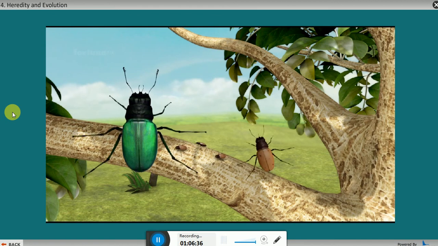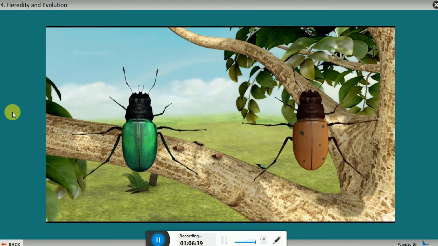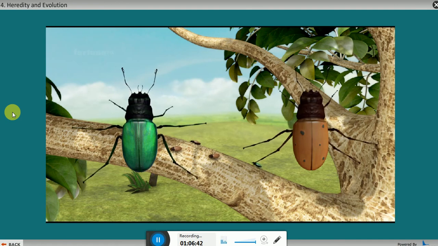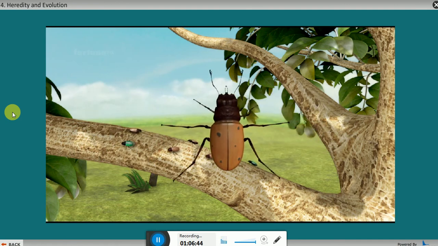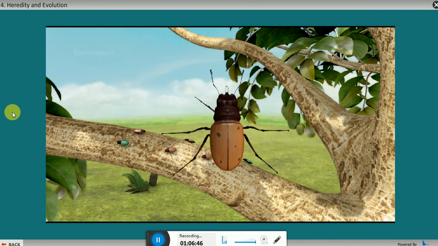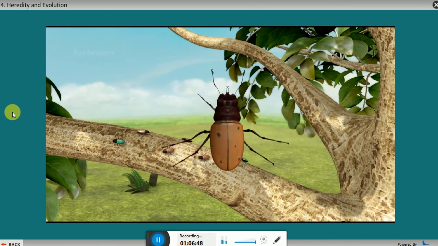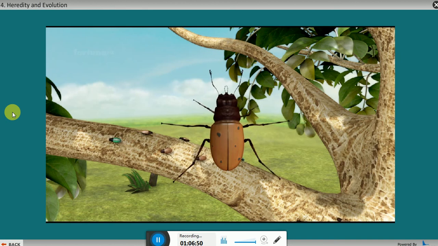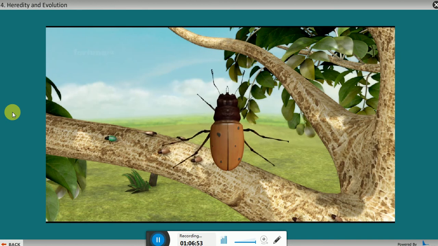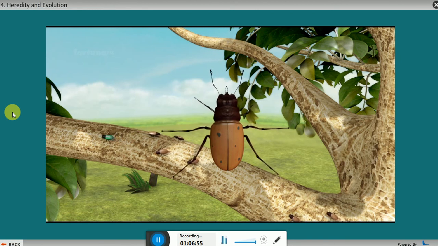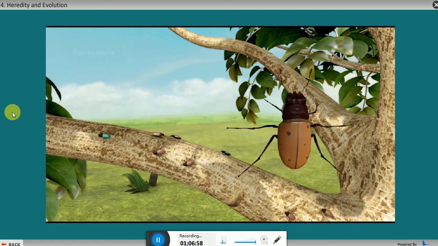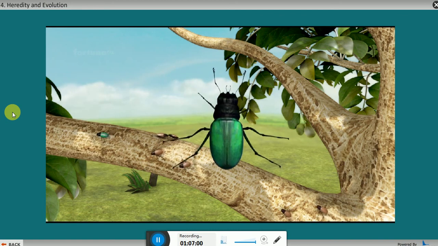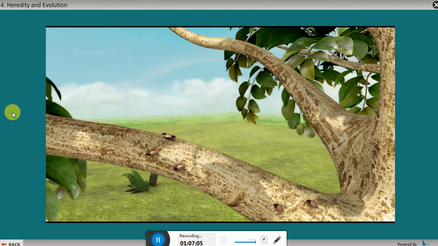Over the next several years, the advantageous brown color will be inherited, with brown beetles giving rise to brown offspring, and it will become the more common, dominant color in the population. Gradually, the brown beetle population will survive and continue, while the green beetle population will either become a small minority or completely disappear. In this case, nature has selected the better-suited brown beetle and rejected the ill-suited green beetles.